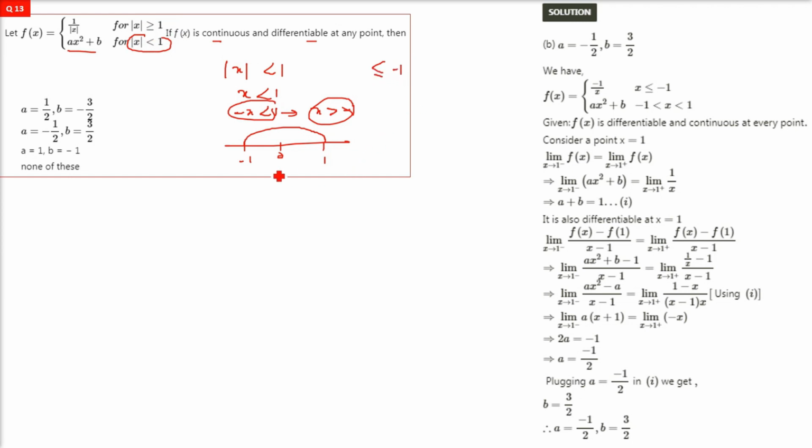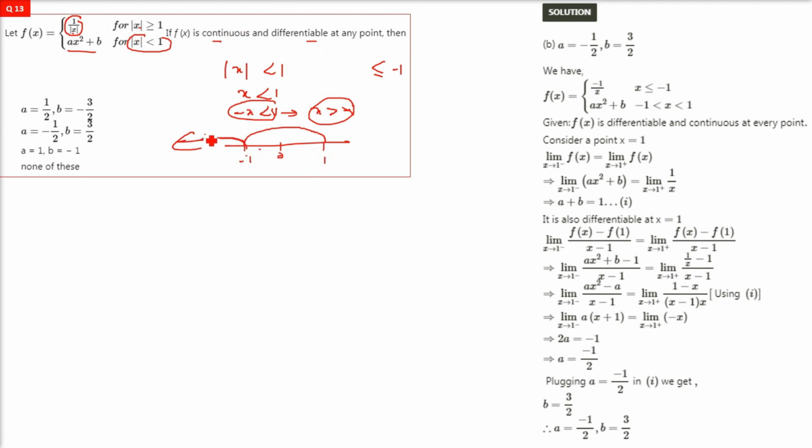So now you are talking about modulus x greater than or equal to 1. What does it mean? It means you are talking about values which are less than or equal to negative 1, or greater than or equal to 1. Same thing what we have done for modulus x less than 1, you can also do for modulus x greater than or equal to 1. Modulus x greater than or equal to 1 means x greater than or equal to 1 and negative x greater than or equal to 1. And that will give you x is either less than or equal to minus 1 or x is greater than or equal to 1. For x greater than or equal to 1, you will get 1 by x. For x less than or equal to negative 1, you will get negative 1 by x.